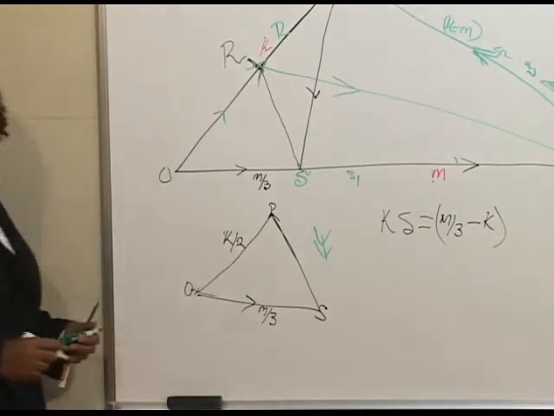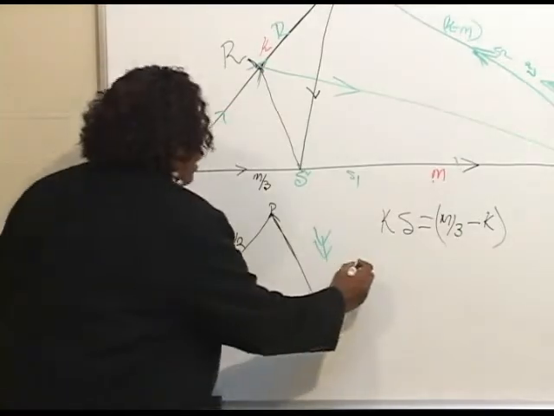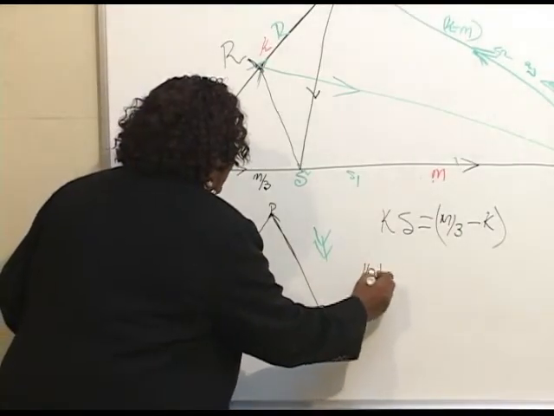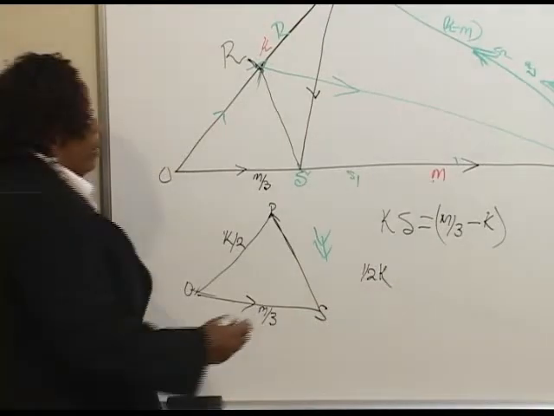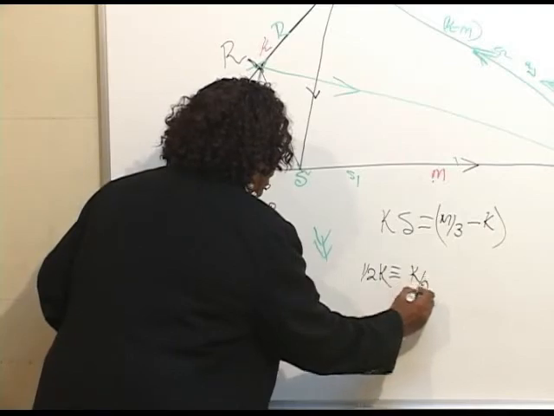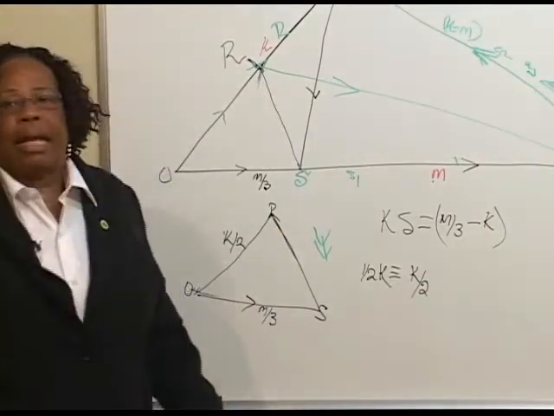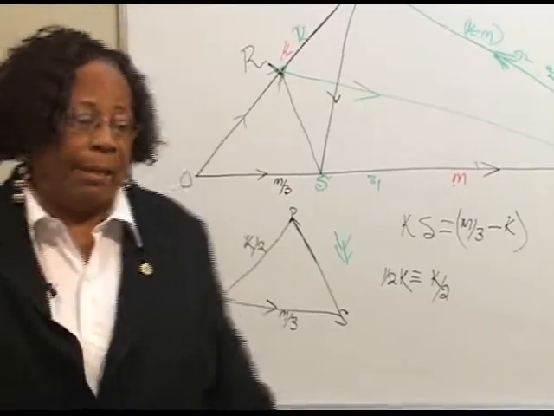What's another way of writing K over 2? Yes, it's the same thing as writing a half K. Do not forget that, because it's going to be important when you get to your multiple choice that you understand that K over 2 is the same thing as a half K.